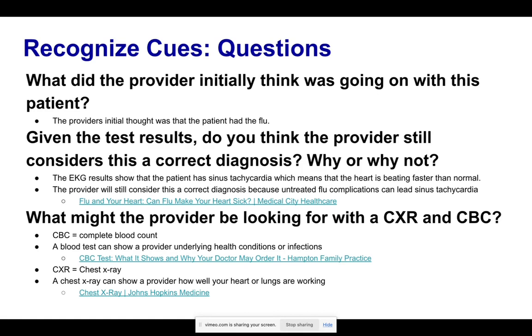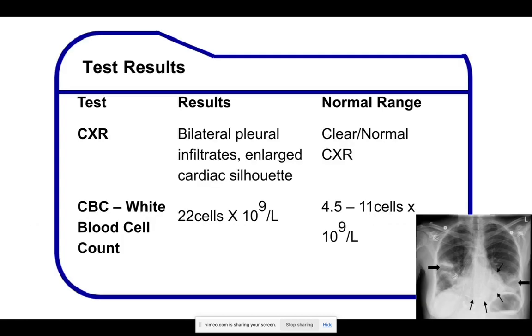And what might the provider be looking for with a CXR and CBC? A CBC is a complete blood count, and a blood test can show a provider underlying health conditions or infections, and a CXR is a chest x-ray and shows a provider how well your heart or lungs are working. So the CXR results indicated bilateral pleural infiltrates and enlarged cardiac silhouette, and the CBC white blood cell count was 22 cells by 10 to the 9th.